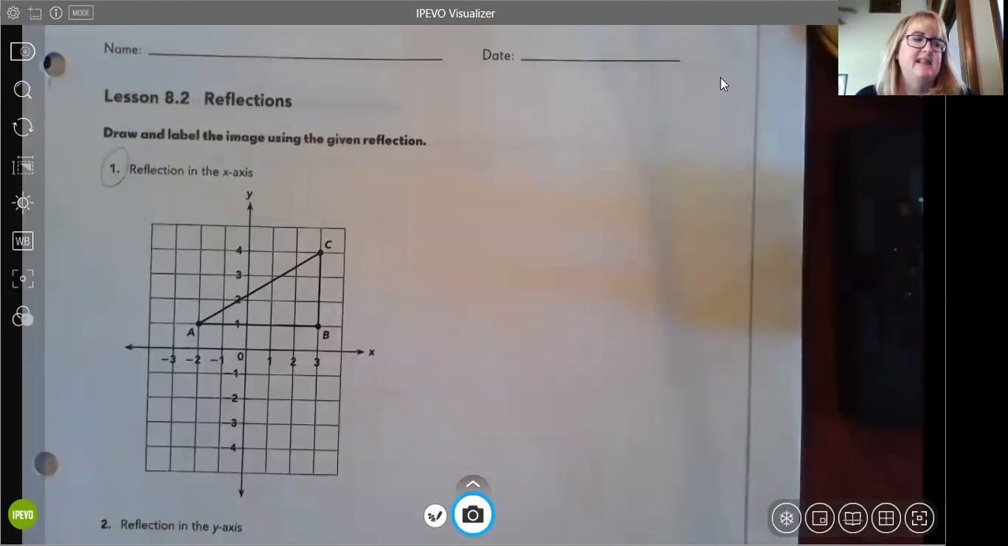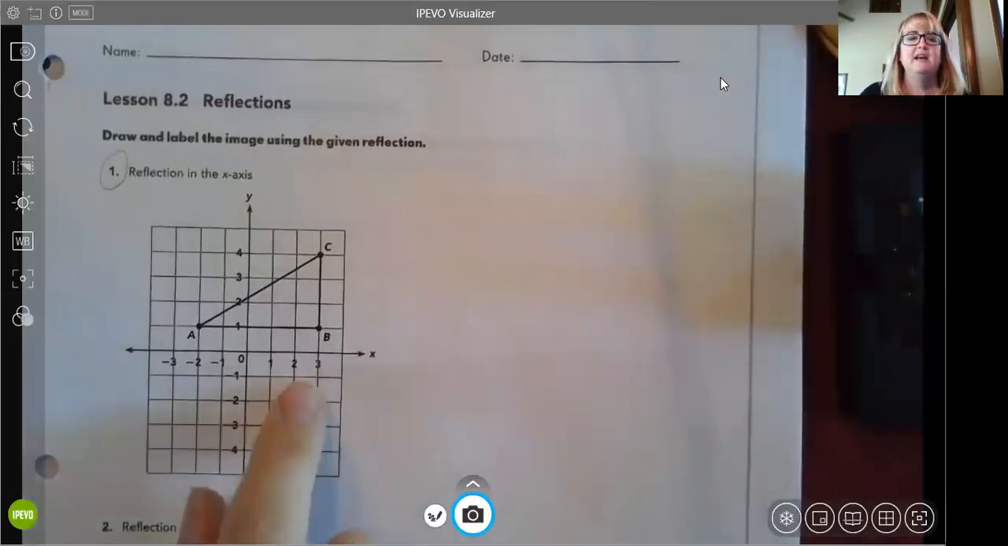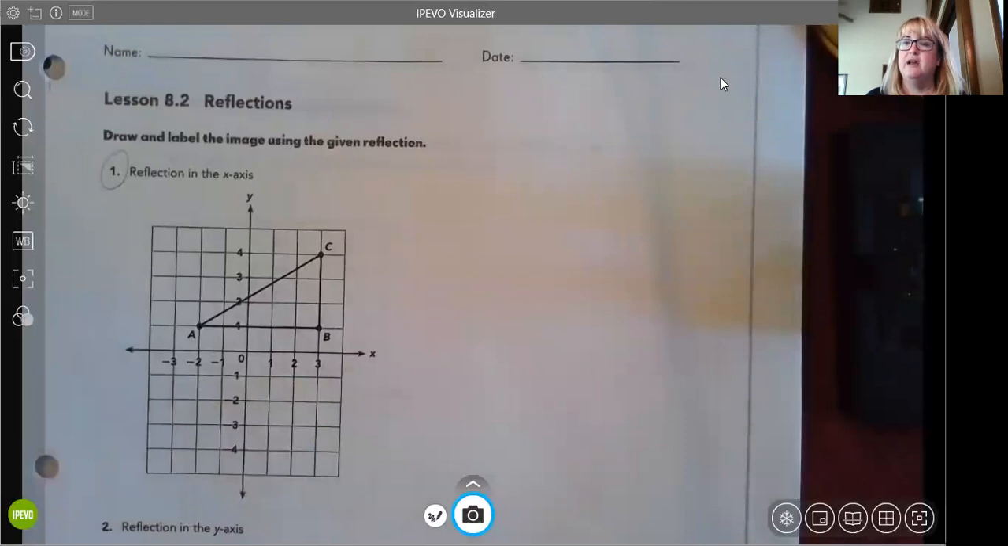Every reflection has a line of reflection, and a line of reflection is very similar to a line of symmetry. If you remember from symmetry, if you fold the paper along the line of symmetry, then the two sides would match up. A line of reflection is similar. If you were to fold this coordinate grid in half along the line of reflection, the two figures would line up perfectly.